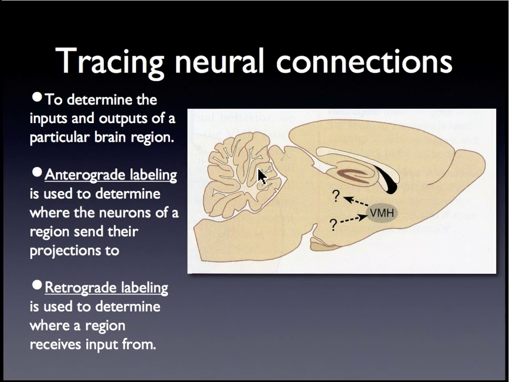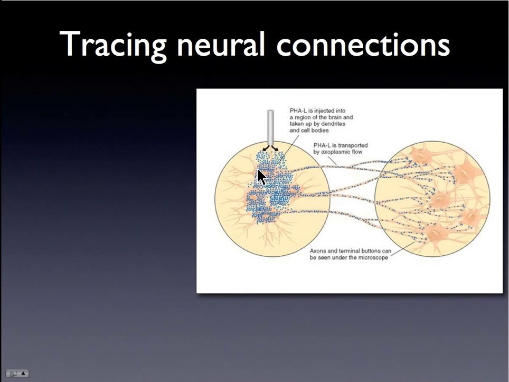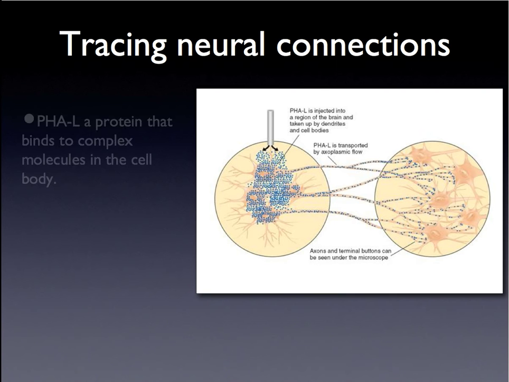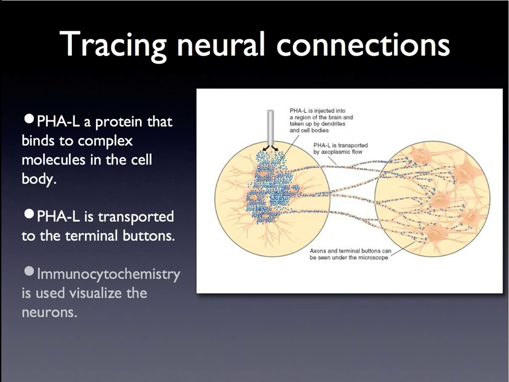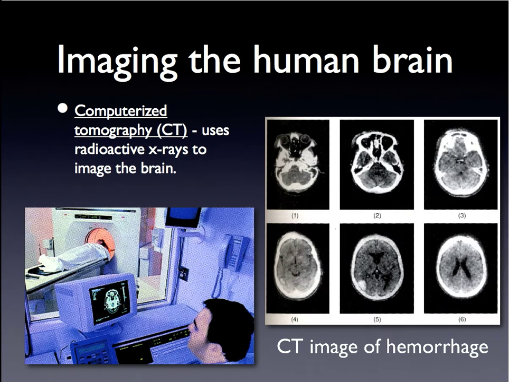projects to. And you just inject a chemical into area 1, and it's carried to other parts of the brain by following the length of the axon in a process called axoplasmic flow, which is normally used to move nutrients up and down neuronal axons, but you can also use it to transport this tracer. I'm going to skip this stuff.